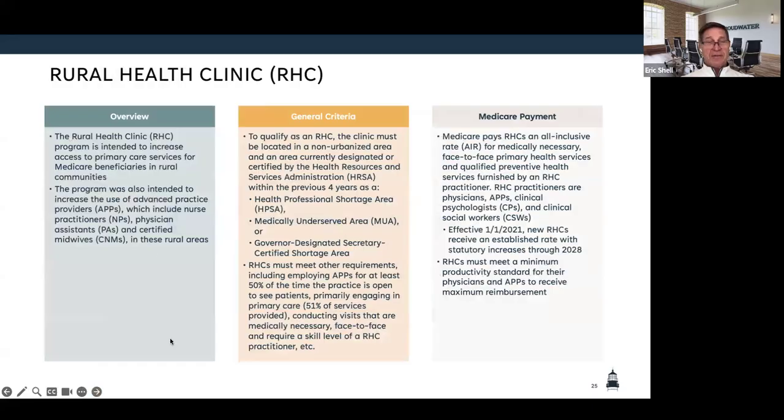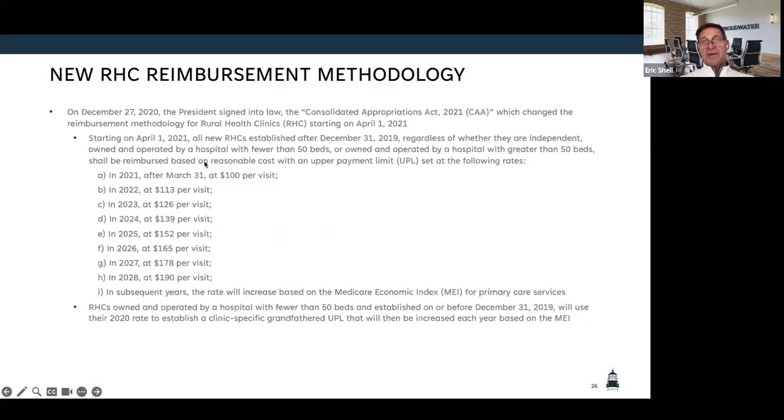Rural health clinics are different. Rural health clinics have a cost-based payment rate, especially the grandfathered ones, and for the new rural health clinics past calendar year 2020, there's a statutory rate that is the upper payment limit, and these are the rates right here. So right now in 2026, the most we could get in our rural health clinic is $165 all-inclusive visit.